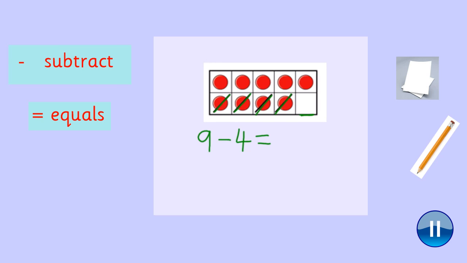How many are left? Have a look at that 10 frame. This top line is full in the 10 frame and there are no more. The others have been crossed out. So I know the top line of the 10 frame has 5 counters in it. So the answer is 5. Check your number sentence. Did you write 9 subtract 4 equals 5? If you did, give yourself a little tick. If you didn't, don't worry. See where you've made a mistake and make the changes underneath.